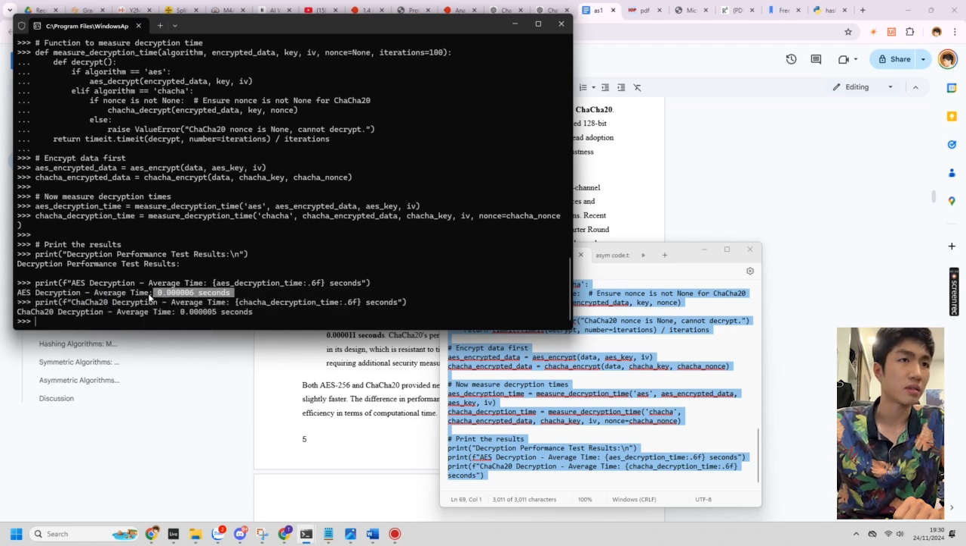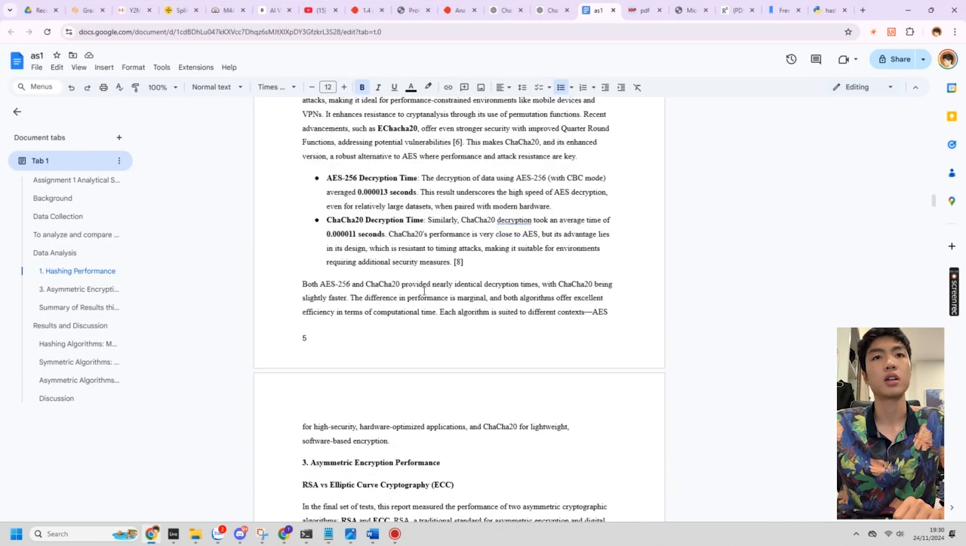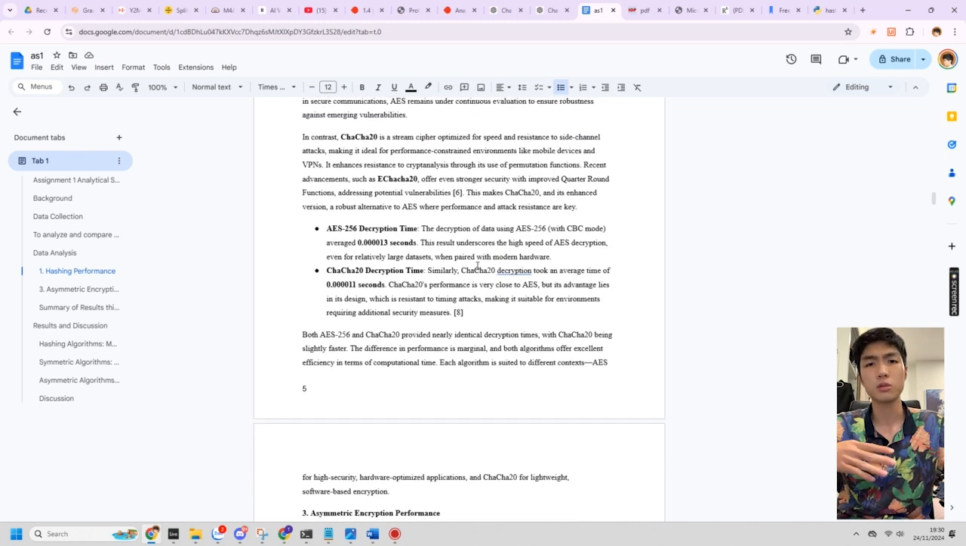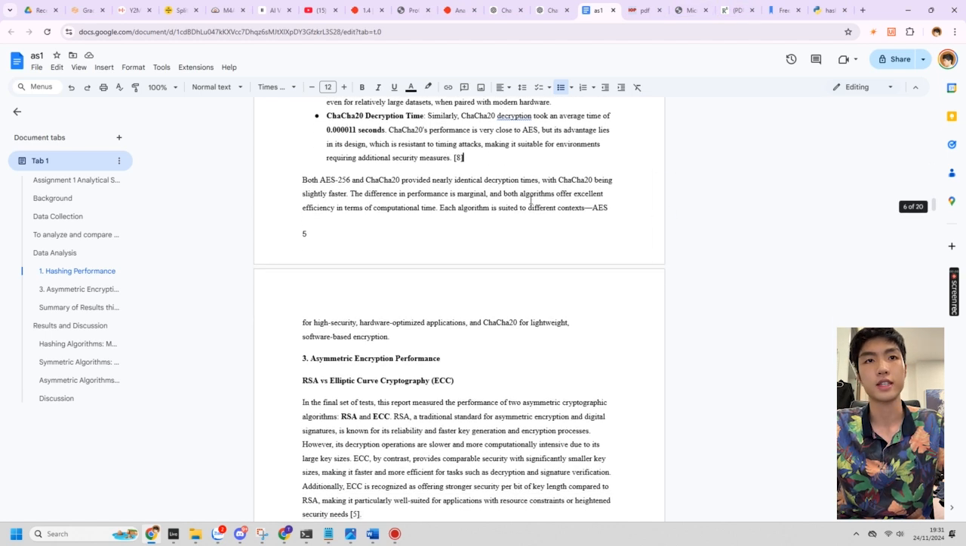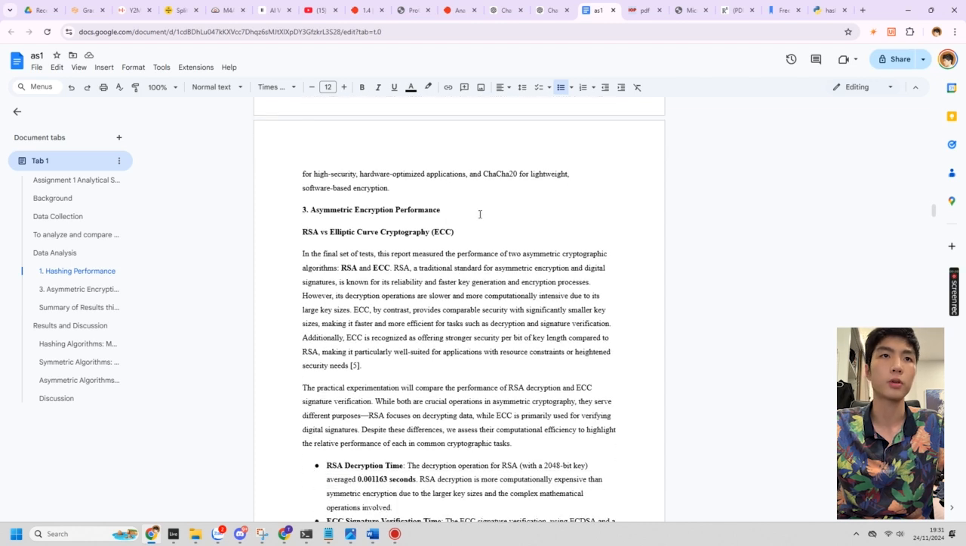We could see that there's only a slight difference between AES and ChaCha20, and the difference is in the use cases for each of them, and I found the pros and cons for each in a few academic resources that I found online, and I reflected that in my written report.